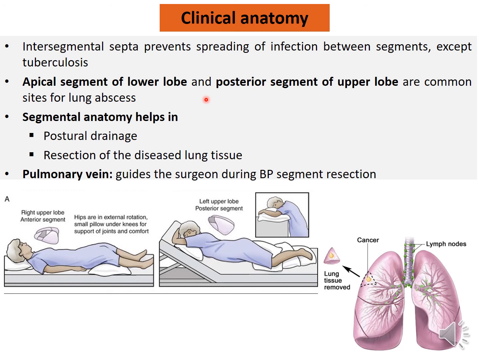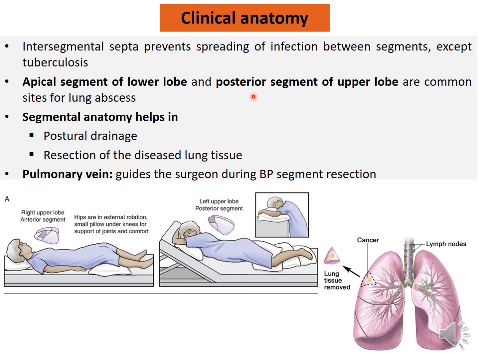Lung abscesses are more common in the apical segment of the lower lobe and also the posterior segment of the upper lobe. This is because these segments are more in line with the hilum of the corresponding lungs. That is the reason these segments are more prone to infection.